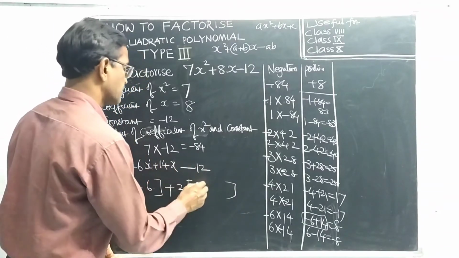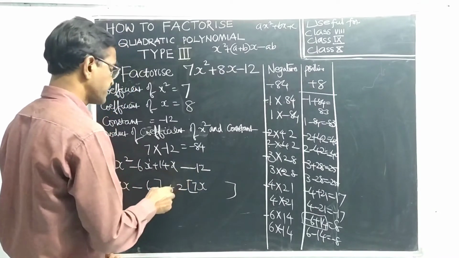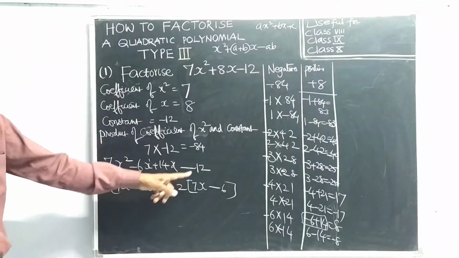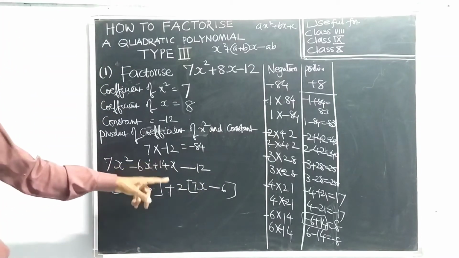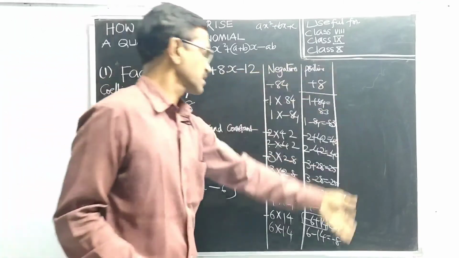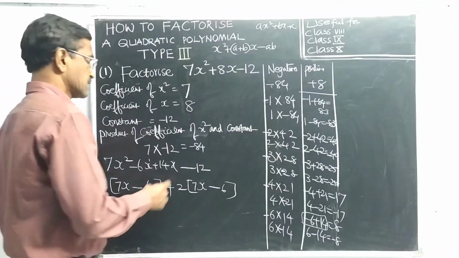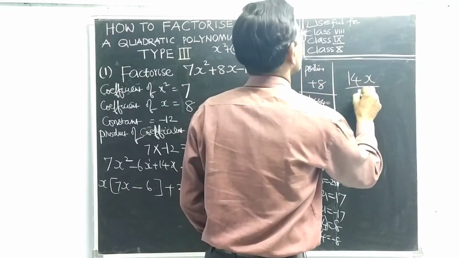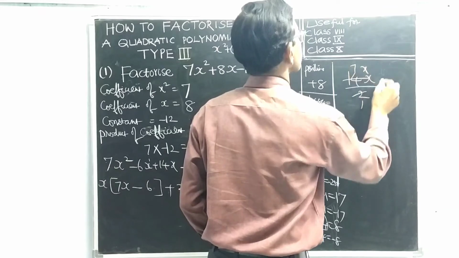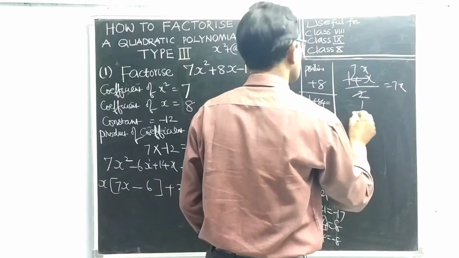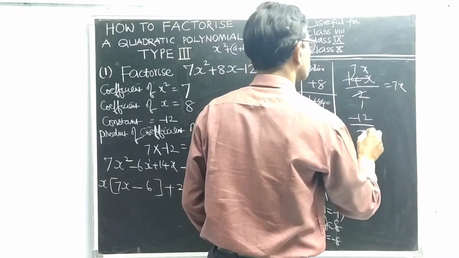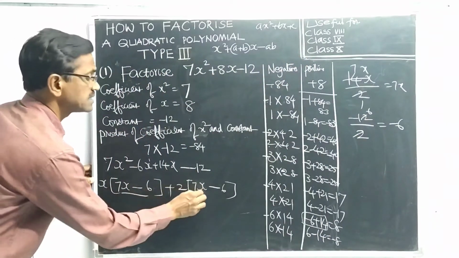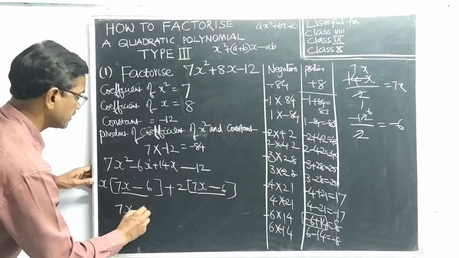Now 2 7s are 14x, minus by plus is minus, 2 6s are 12. If you cannot do it like this, you can do it in the rough work and find by writing them in the rough work. 2 1s are 2, 2 7s are 14, 7x. Similarly, minus 12 by 2 is minus 6. 2 1s are 2, 2 6s are 12. So 7x minus 6, 7x minus 6 is again a common factor.